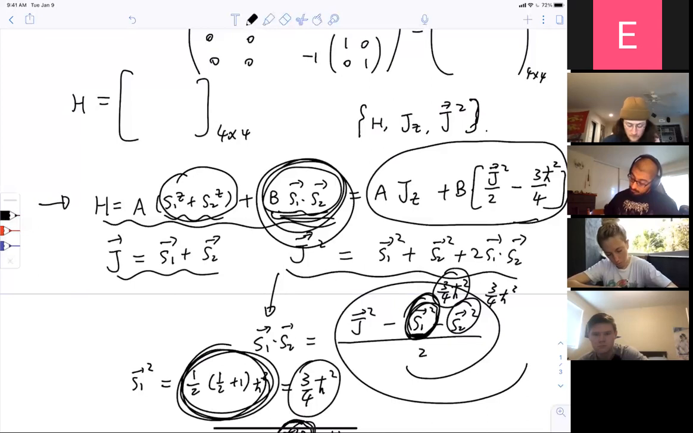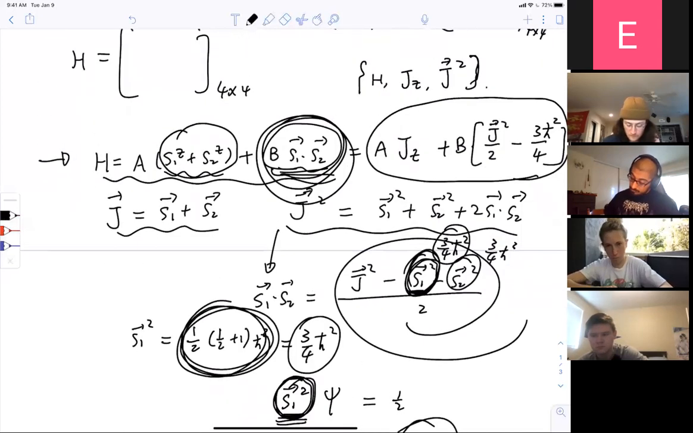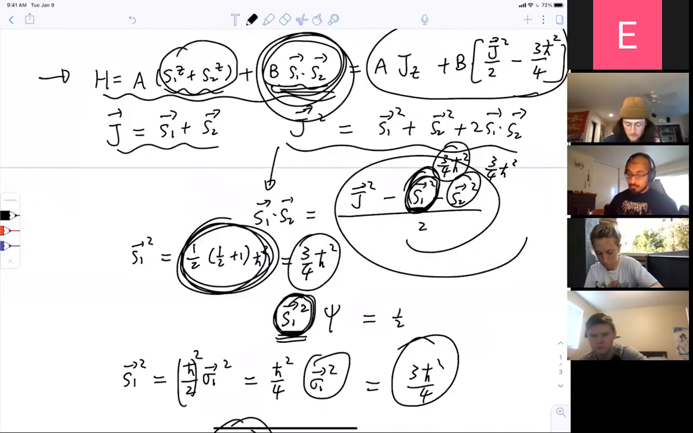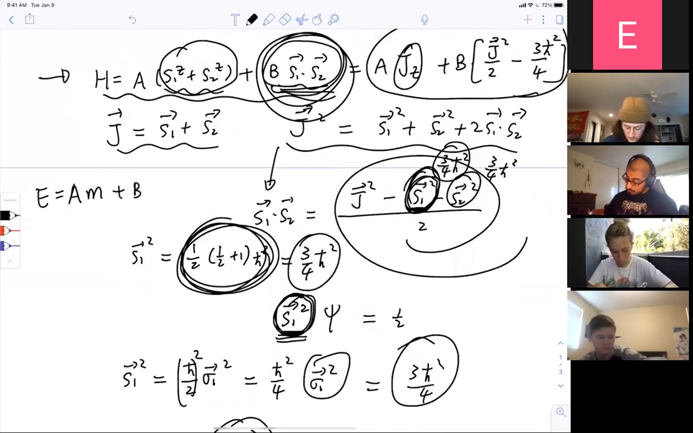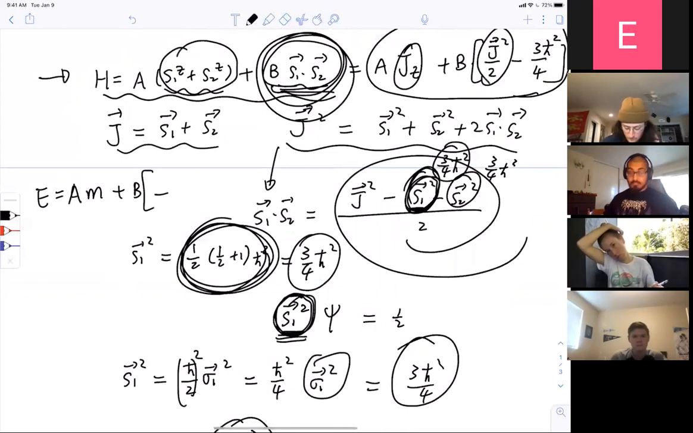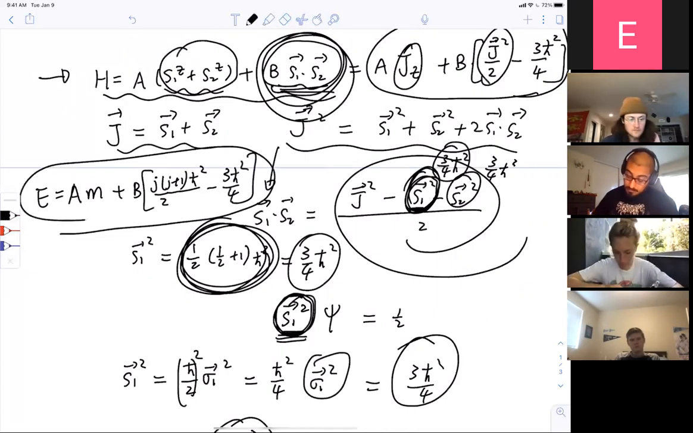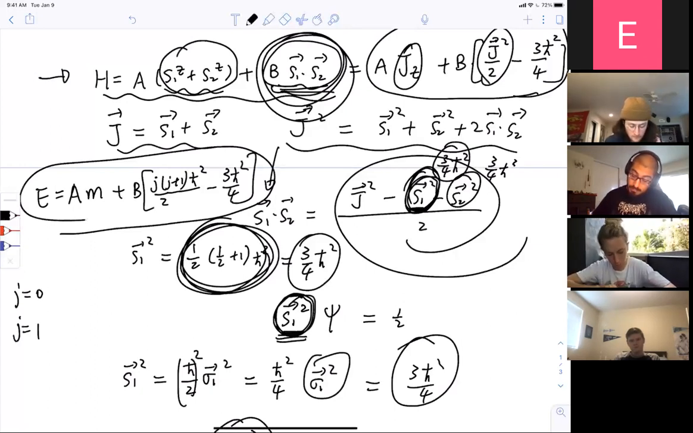They commute with each other, so we can choose our eigenkets to be J and M. In this case, the energy is given by A times M plus B times 2J plus 1 h bar squared minus 3 h bar squared divided by 4. And then we know J can be 0 or J can be 1. You plug in: for J equals 0, M must be 0. For J equals 1, M can be 0, plus 1, or minus 1.